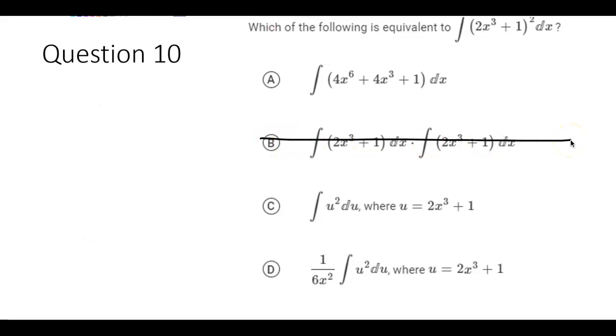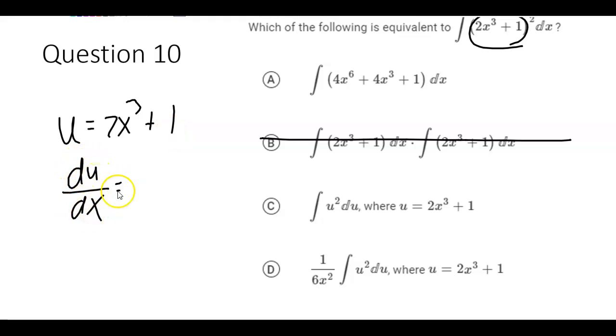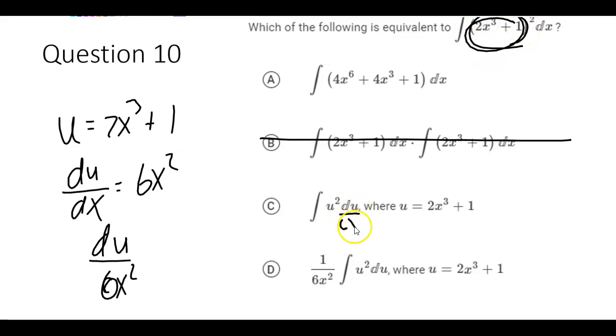That's not allowed. Another tempting thing to do here is to notice that this inside portion looks like a u, doesn't it? The problem with treating that like a u, however, is that once you take the derivative, you're going to get 6x squared, and then you get the dx by itself. So when you put this in here, yes, you would have u squared, but you should have du over 6x squared here, and it's just not there. So even though that was a tempting one, you might be tempted.